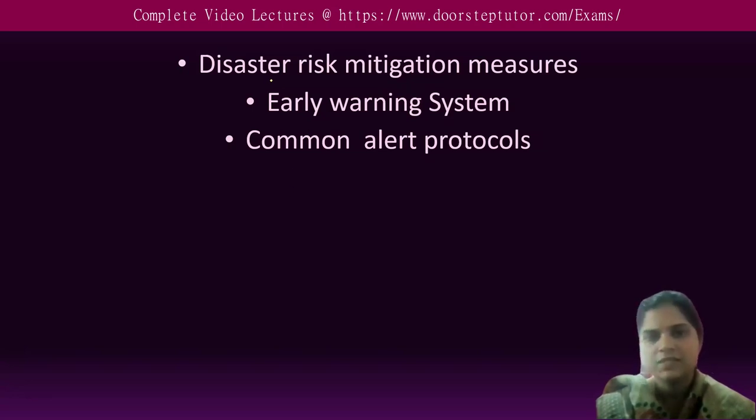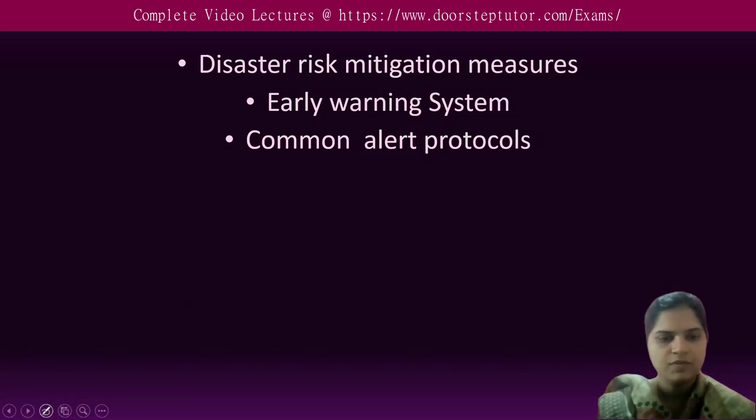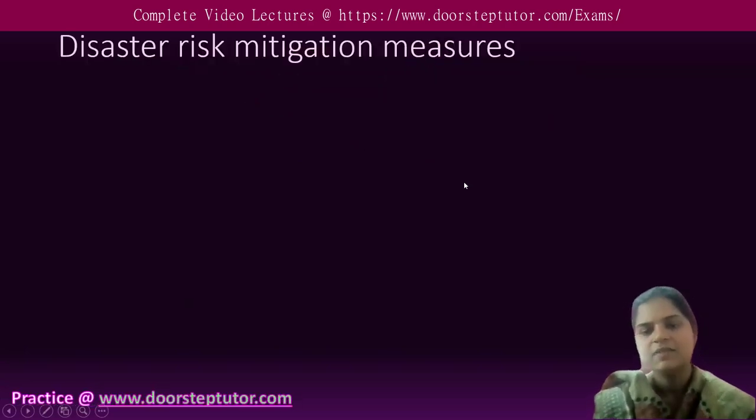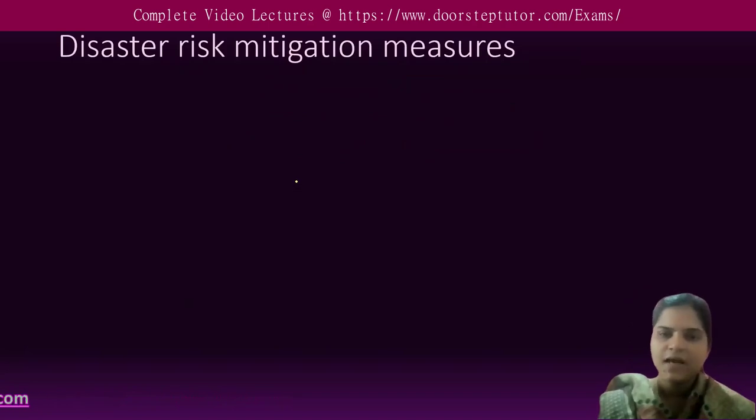In this lecture, we'll be discussing disaster risk mitigation measures, early warning systems, and common alert protocols. All these concepts are related to disaster risk reduction as well as the disaster management process. So the first topic is disaster risk mitigation measures. Here one term is there, mitigation.